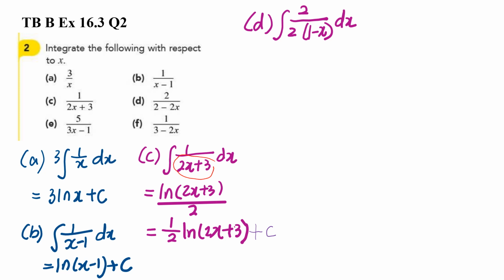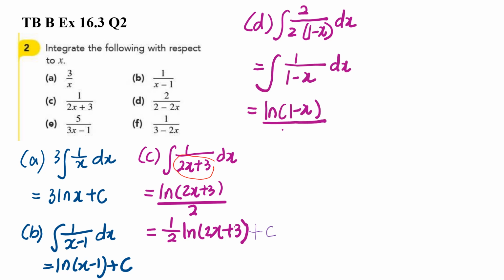Let's simplify part D before you integrate it. So you can actually factorize 2 from your denominator, and that will give you ln bracket 1 minus x. Yes, always remember to divide by the differentiation of your denominator. Or if you find it difficult, just remember the differentiation of whatever is inside the bracket. That's another way to look at it.